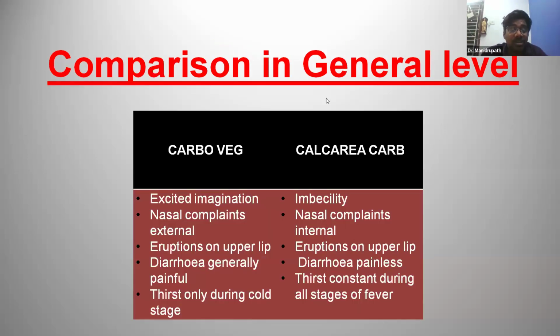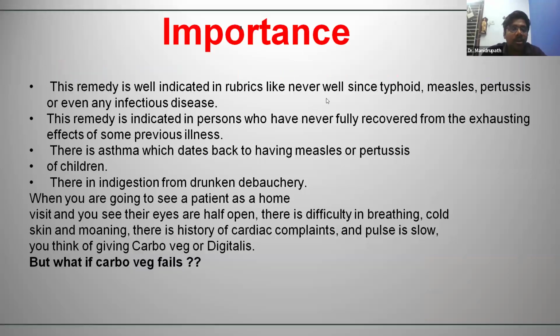In general, carbo veg has excited imagination, nasal complaints, eruptions on the upper lip, diarrhea generally painful, but in calcarea carb diarrhea is painless. This you need to understand. Thirst only during the cold stage in carbo veg, but constant thirst during all stages is calcarea carb, with a lot of impeccability. That is very sluggish. You can see there the carbon element.